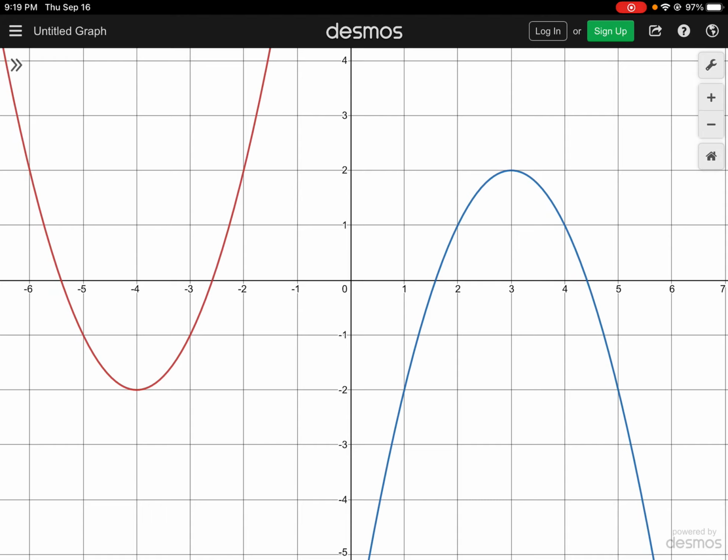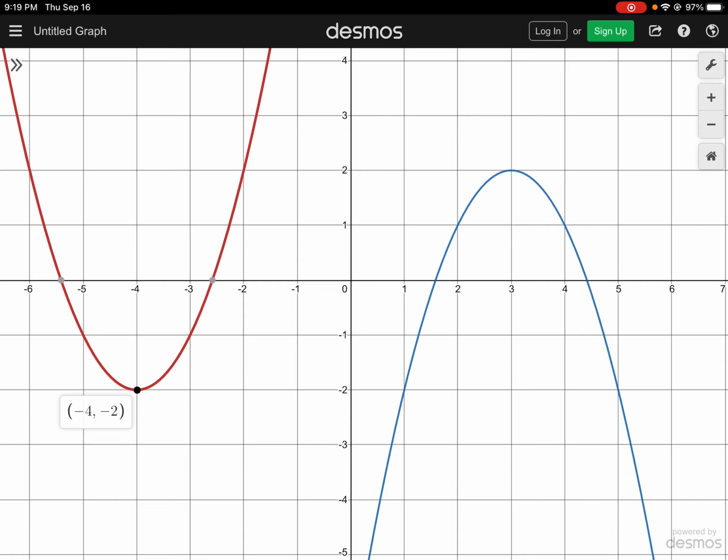And the most important point on the red parabola, if you were to graph it, which one would it be? I would argue it is this point at the bottom. This point at the bottom, in this case it's the minimum, we call it the vertex. So a good starting point to graph would be to know what the vertex is.